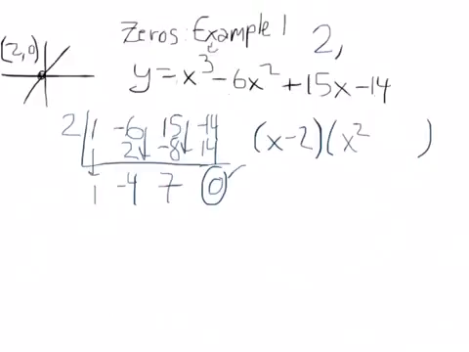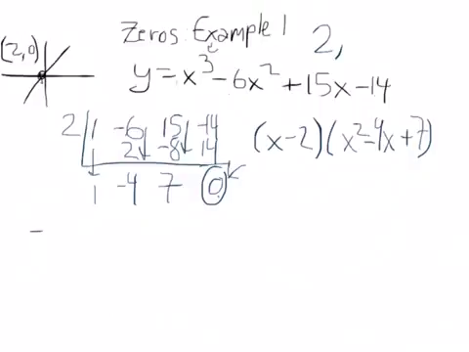Remainder 0. That should happen. If that's a zero, if that's a root, then I will have a remainder of 0. This answer is the coefficients for this quadratic. So I have 1x squared minus 4x plus 7. Now what I need to do is try and solve this quadratic. And it looks like I won't be able to factor it.